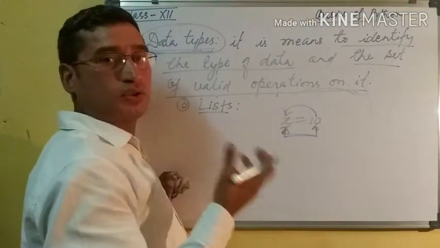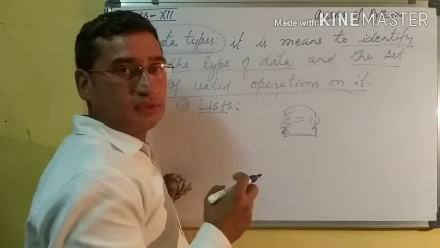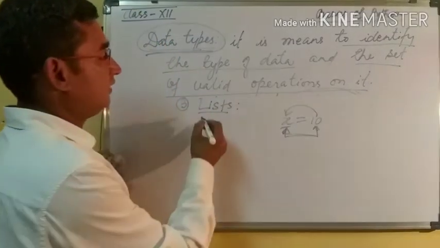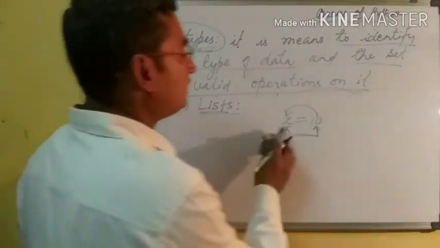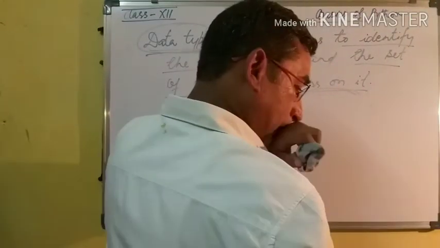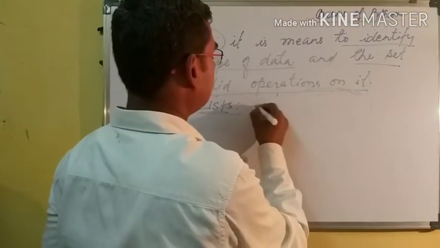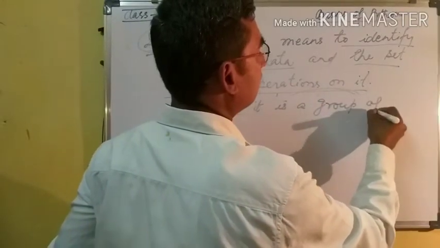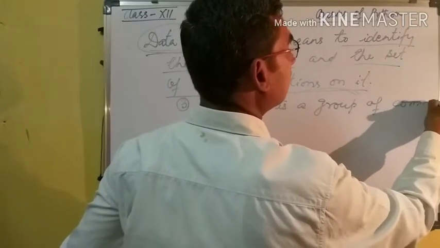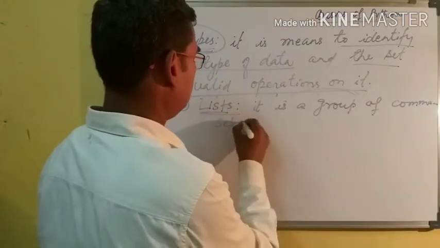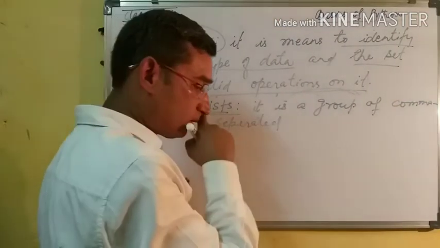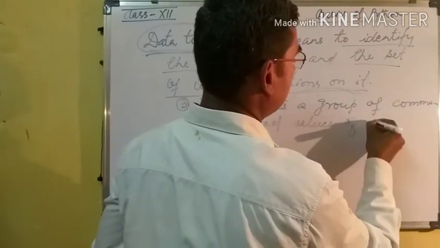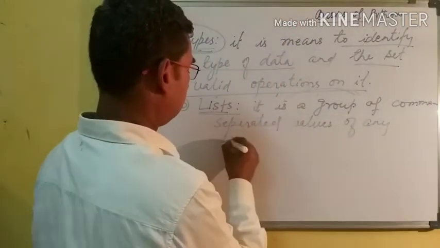But suppose you want to store different types of values, different data types of values in one variable, then in this case we can use a list. Basically, a list is a group of comma separated values of any data types.